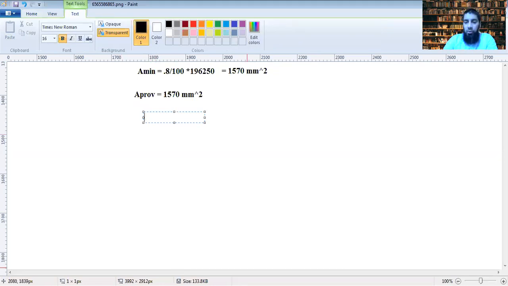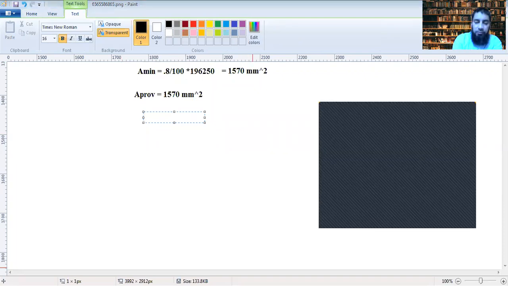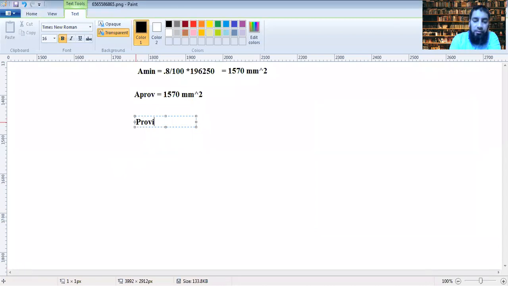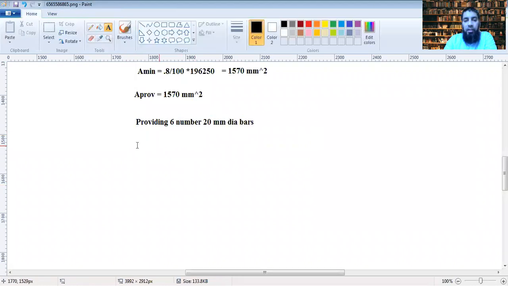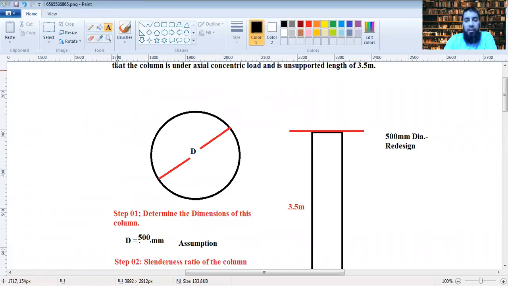Now if we provide 20 mm, one bar has 314. Below 20 you only have 16 mm available, then you need to provide at least 8 bars of 16 mm. So we will be providing 6 bars of 20 mm dia here. This is what we will be providing. So how do you provide that?